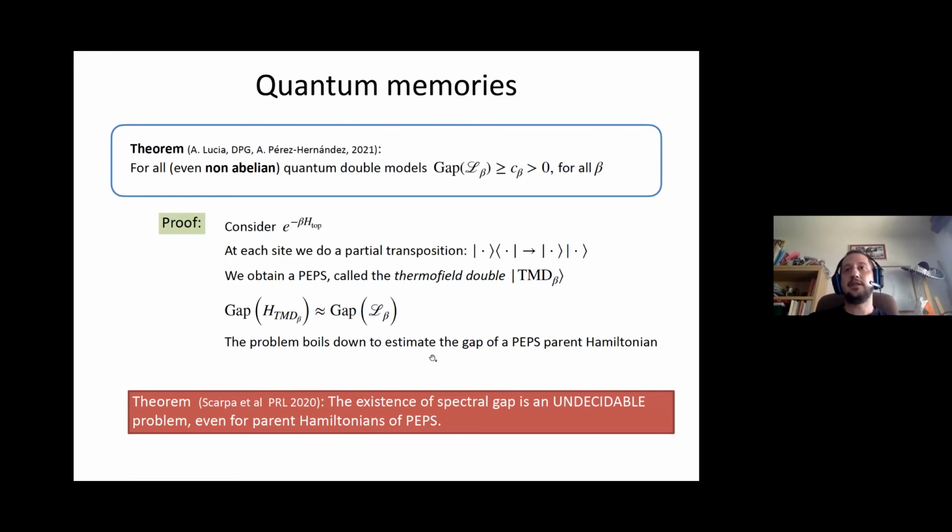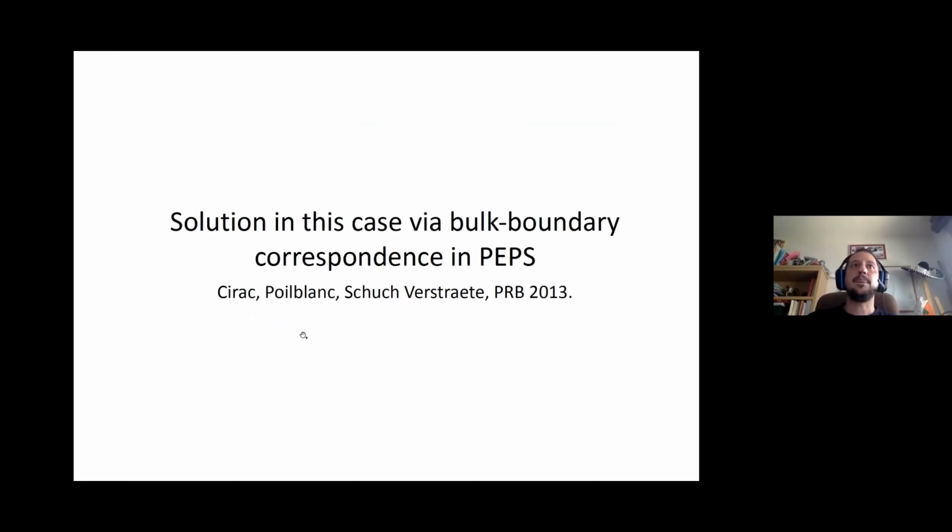But what we have is not an arbitrary parent Hamiltonian of an arbitrary PEPS. It is the parent Hamiltonian of a very particular PEPS, which is a thermofield double associated to a topological model. And by exploiting this, in the particular examples that we have, one can avoid this undecidability result and indeed give a good estimate of the gap of the parent Hamiltonian. The solution comes via a very nice boundary correspondence in PEPS that was found in 2013 by Ignacio Cirac, Didier Poilblanc, Norbert Schuch, and Frank Verstraete.